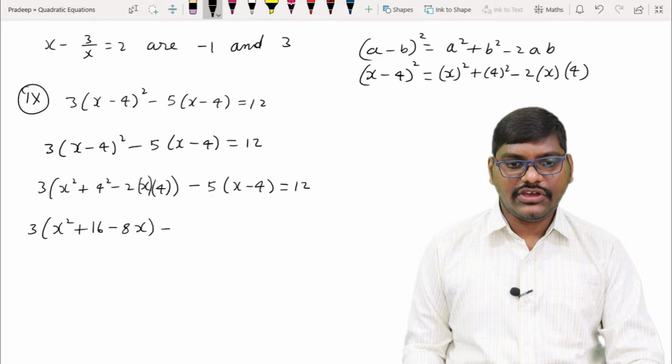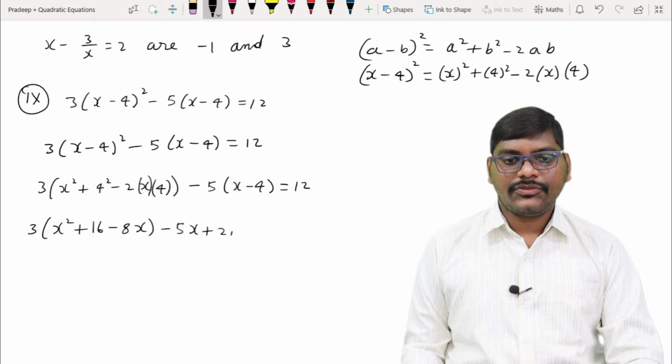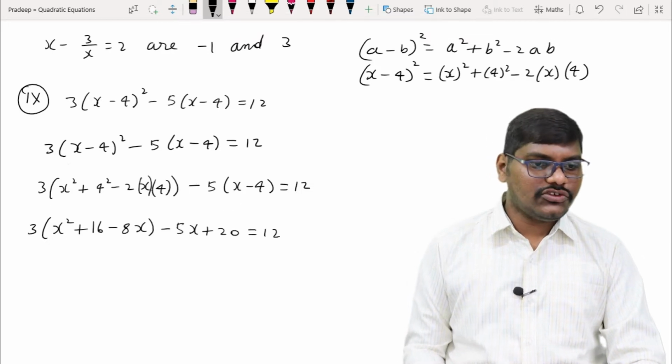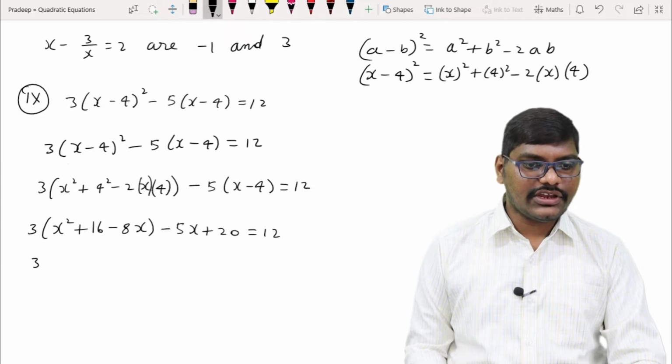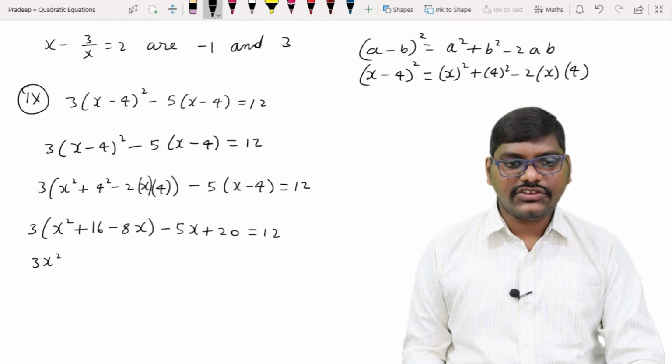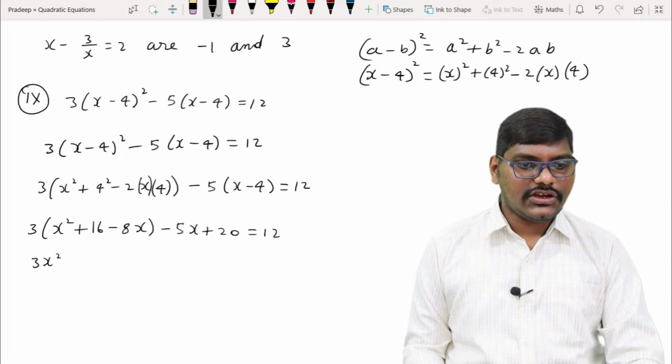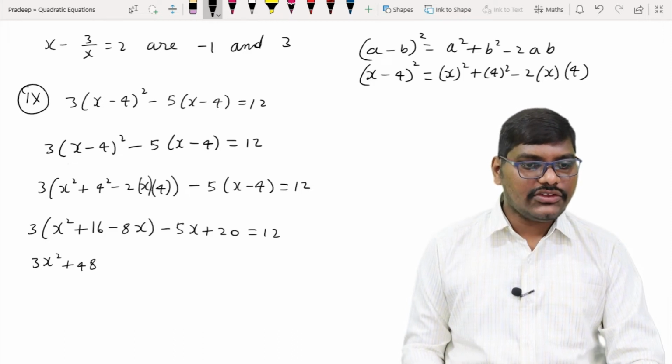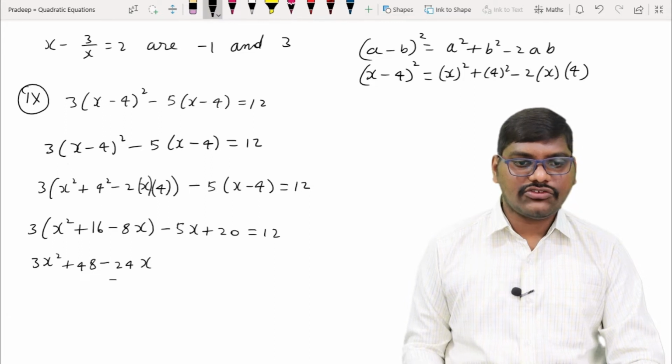Minus 5 into x is minus 5x. This is minus into minus, it was plus. This is 5 fours, it was 20, equal to 12. So we'll just send this inside. So this is becoming 3x square, and this is 16 into 3, that is 48, and this is 8 into 3, that is 24x. So 3 into x square, we got 3x square, 3 into 16 we got 48, and 3 into 8 we got 24.